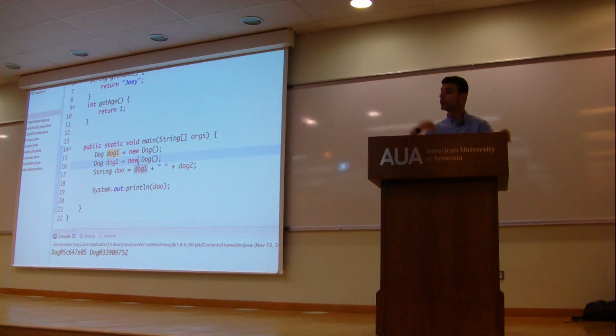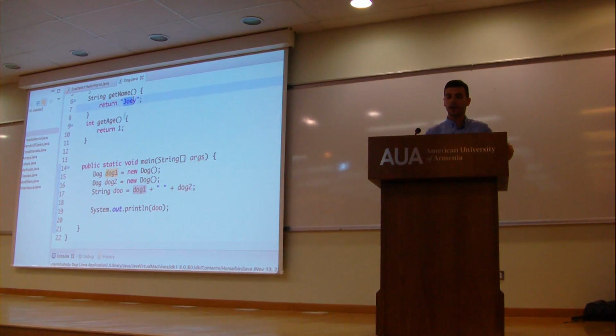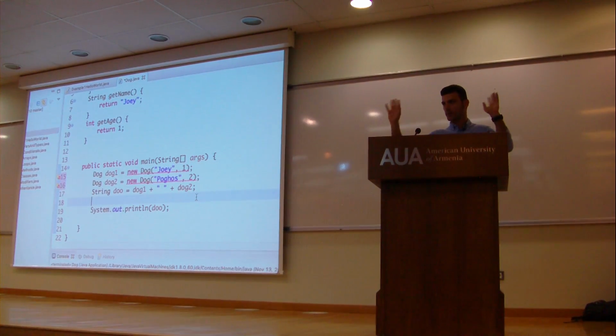Now, a question was asked. Why is every dog named Joey and every dog is age 1? It makes sense that different dogs have different ages and different names, right? One way to do it is to pass these values into the constructor. Here I can specify something like Joey, but here I can say this is not Joey, but Bolos. And the age should be, this is 1 year old and this is 2 years old. Now, I'm getting all these red error warning signs.